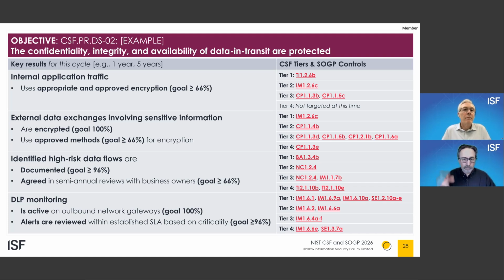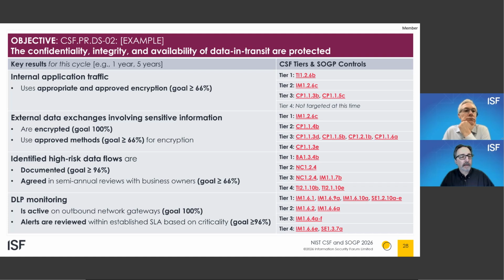Well, what are your key results? These are completely things I've pulled out of the air. They don't reflect any organization, but they're very practical. They're very much like what I would expect a mature organization to be talking about. You define a cycle. Is this a 1 year, 5 year? I can't believe we ever talked about 5-year goals. Things seem so fast these days, but what is it, a 1 year goal? Is it a 5-year goal? Something like encrypting internal application traffic or external data exchanges, finding your high-risk data flows or DLP monitoring. Those are all key results that are very, very compelling for management and identify key risks.